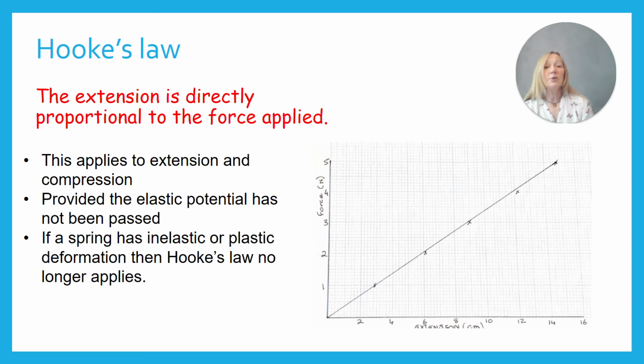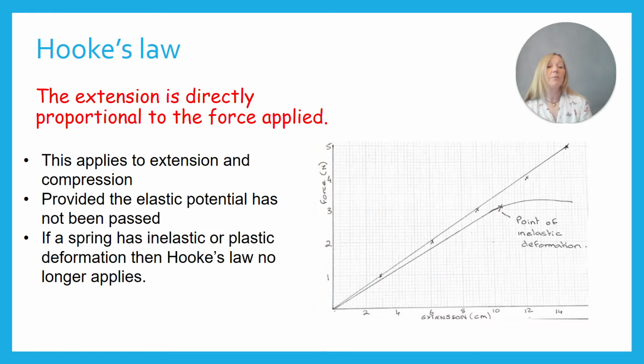And this continues to be directly proportional until the spring has passed its elastic limit, at which point it will then deform. So it will be inelastic deformation. And that basically means the spring will no longer return to its normal length. And if we were to plot that on a graph, it would look something like this. And we can see that as it goes up, the spring no longer obeys Hooke's law, and that is the point of inelastic deformation.